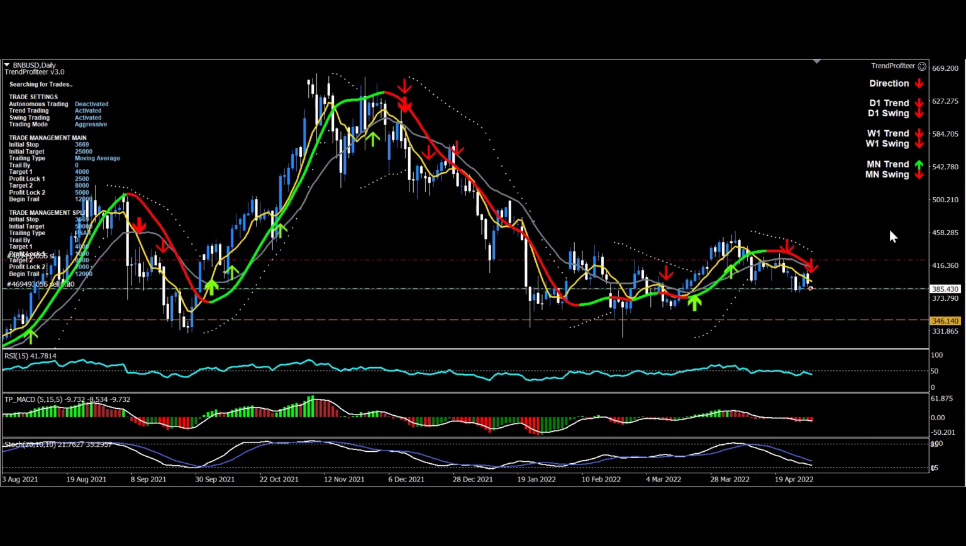And I'm just going to pause now and see how we go with this trade. Now, all management is automatic from this point, even though I entered the trade manually. All right, see you soon.